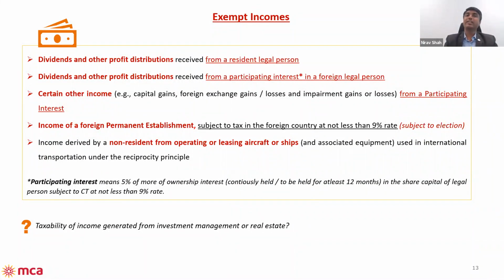Because for a resident, world income would be taxable. For a non-resident, only the income which we saw, that is income from a PE, UAE sourced income, and income from a nexus in the UAE would be taxable. This will require a little bit of analysis to come to a conclusion whether, for an offshore entity, income is taxable in the UAE or not.